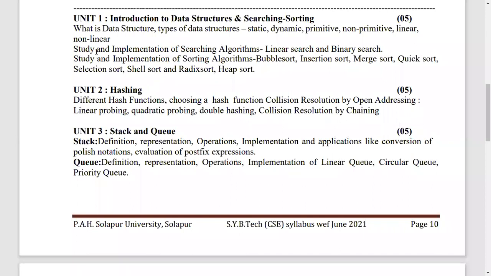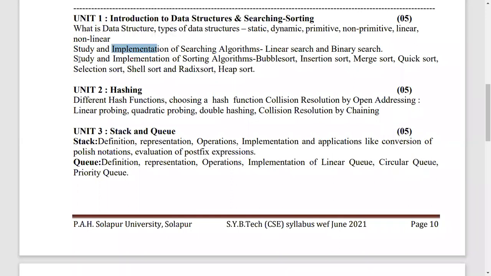After that, next is the study and implementation of searching algorithms. That is linear search and binary search. So how to use these searching algorithms? First we'll study the theoretical concept and immediately we'll go for the implementation, right? So both things we will discuss here.